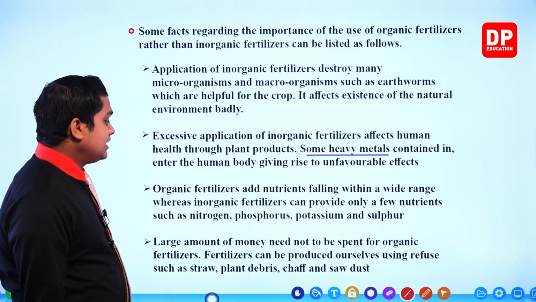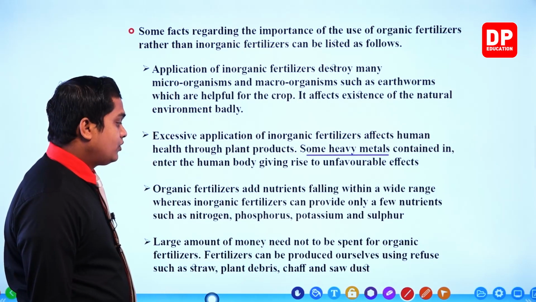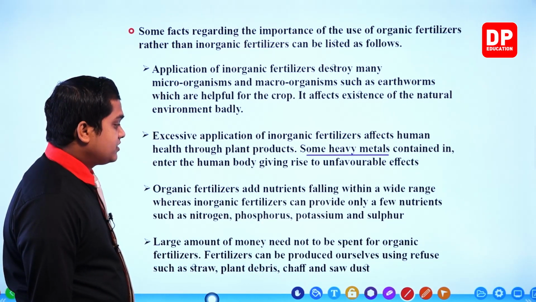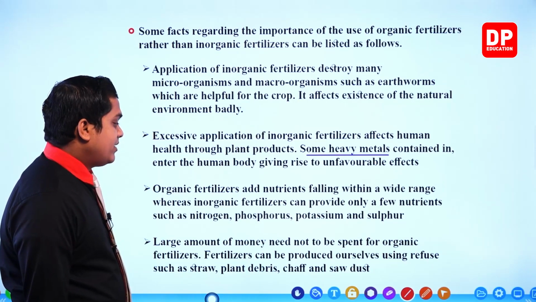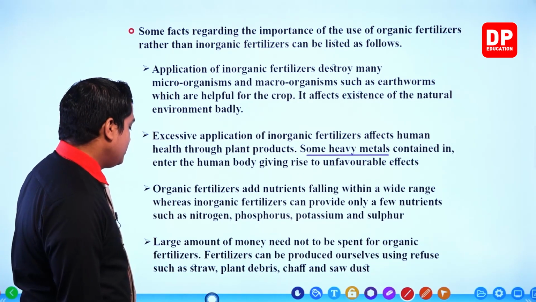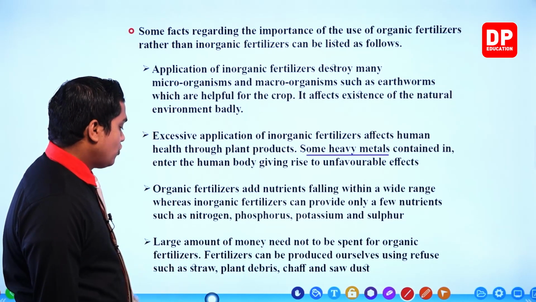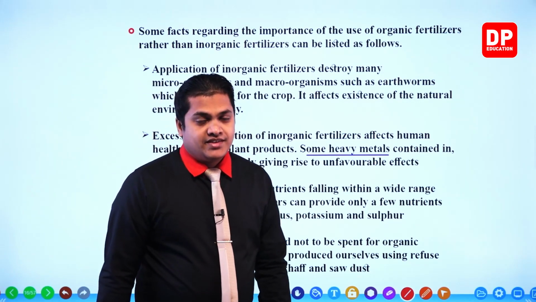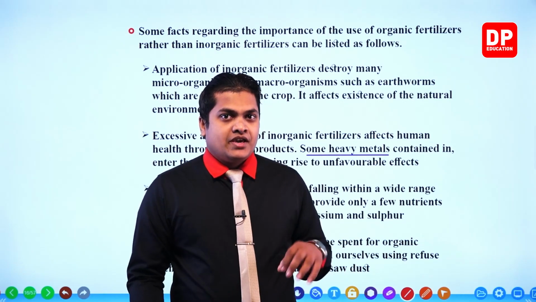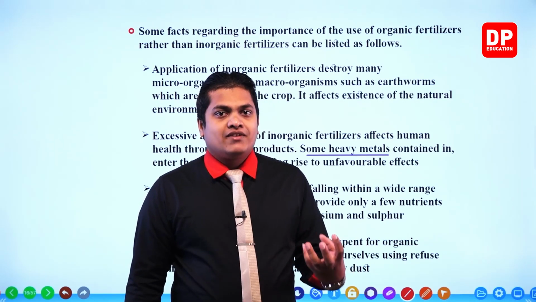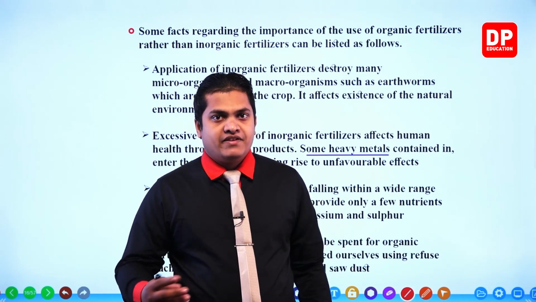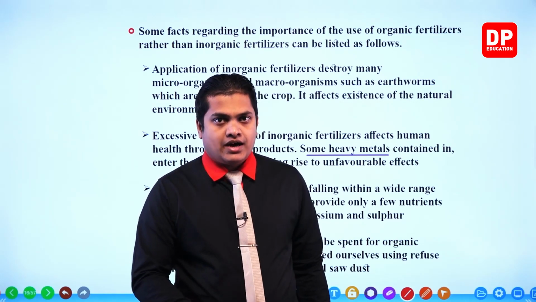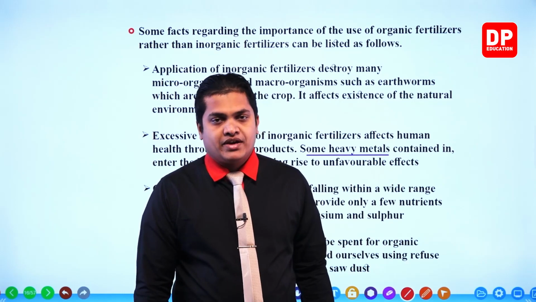Next one: a large amount of money need not be spent on organic fertilizers. Fertilizers can be produced ourselves using refuse such as straw, plant debris, chaff and sawdust. Then the other important thing: when we are buying inorganic fertilizers, we definitely have to pay money. Therefore, the economic loss is going to be very high when buying inorganic or chemical fertilizer.